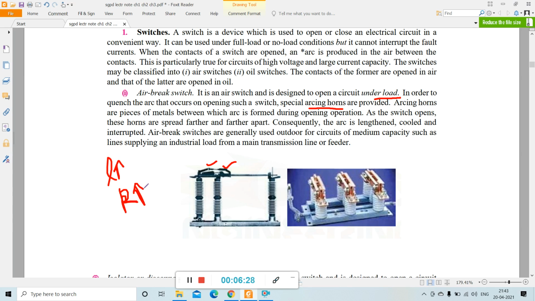Okay, so arcing horns are piece of metal between which arc is formed during opening operation. As the switch opens, these horns are spread farther and farther apart. Consequently, the arc is lengthened, cooled and interrupted. Okay, so air brake switches are generally used outdoor for circuit of medium capacity. Okay, for medium capacity. So you generally find this air brake switch near any substation.